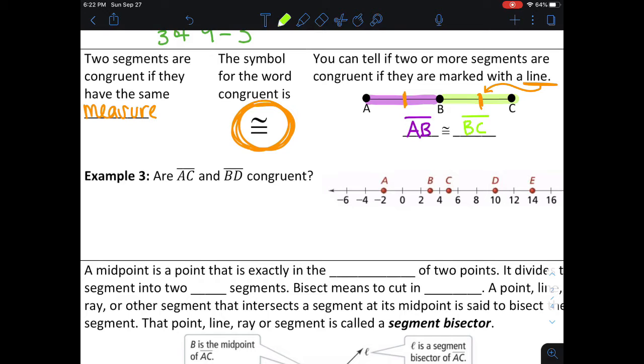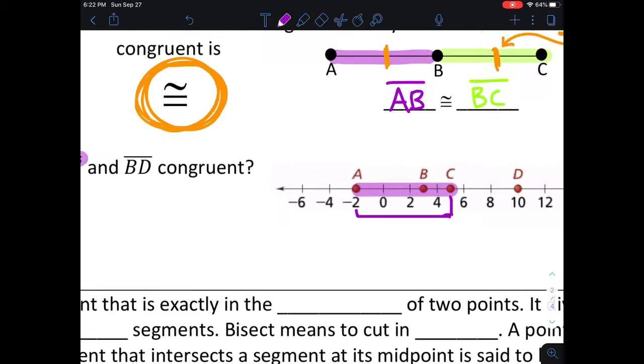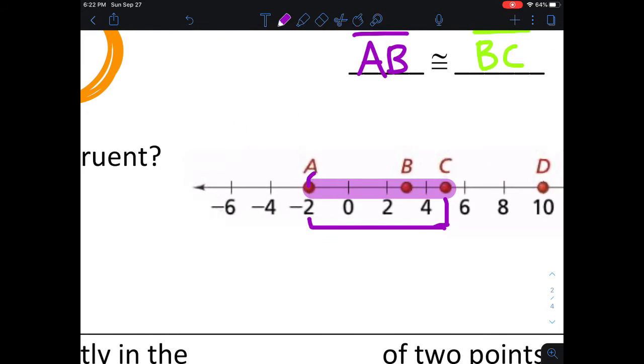For the example, are AC and BD congruent? Let's take a look. AC, where is that? Right there. So from A to C, how long is that? Well, we can either count or we can subtract. So we got 2, right? Because, let me break this down. In between these 2 is -1, so that's 1, 2, 3. Let me write these numbers because somebody is confused right now. I feel it in my spirit.